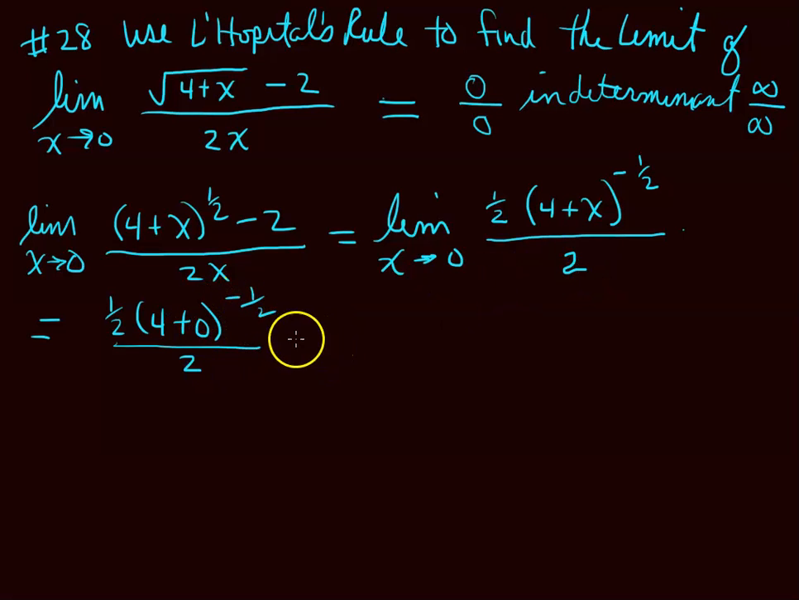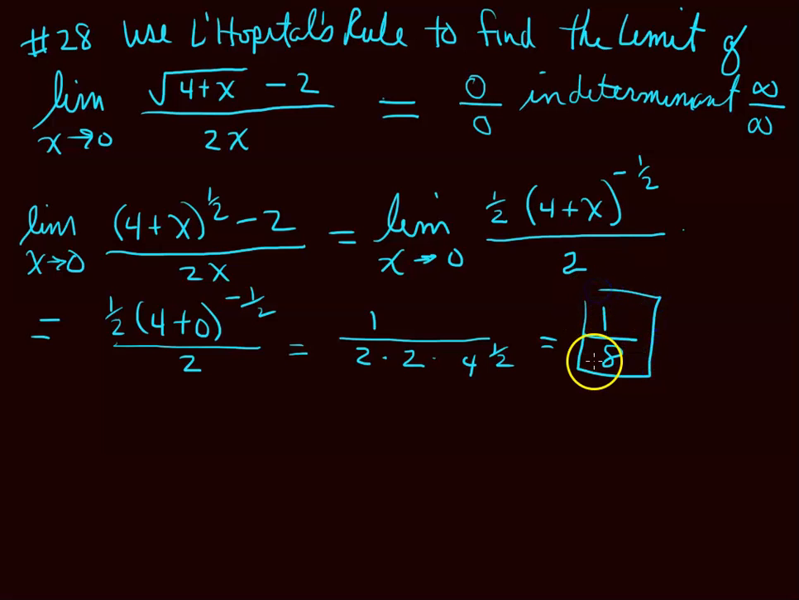Well, this negative exponent, and this 1/2, says I've got just a 1 in the numerator. I've got a 2 from the 1/2, I've got a 2 from the 2 that was there before, and I've got this 4 to the 1/2, which was moved down there because that was a negative 1/2. So it's really 1 over 2 times 2 times 2, or 1/8. Now that's one way of doing it. That's using L'Hopital's rule. And it's sort of a cool rule.